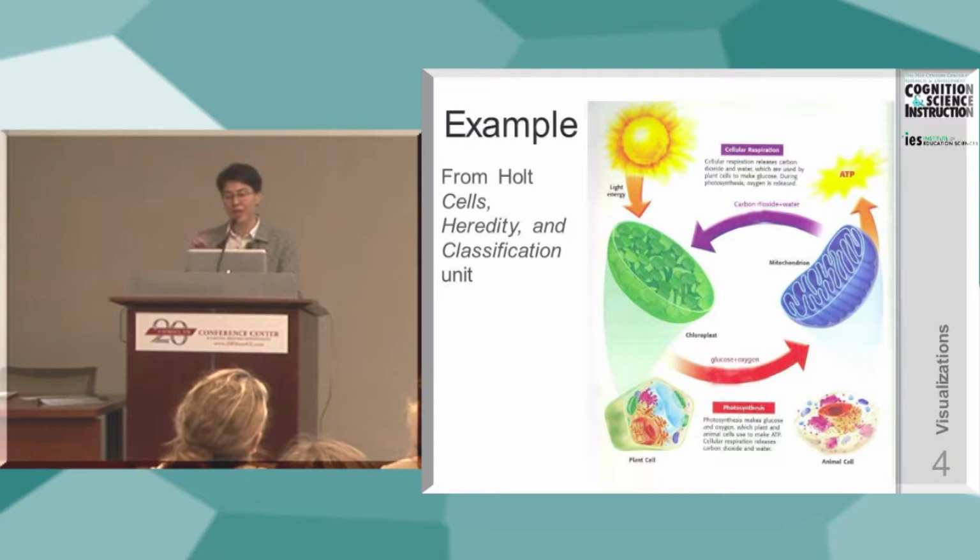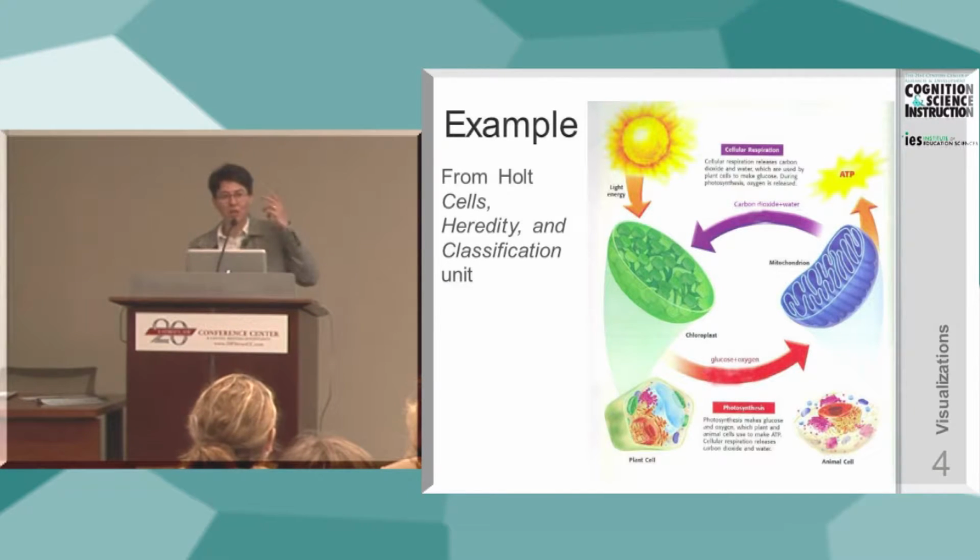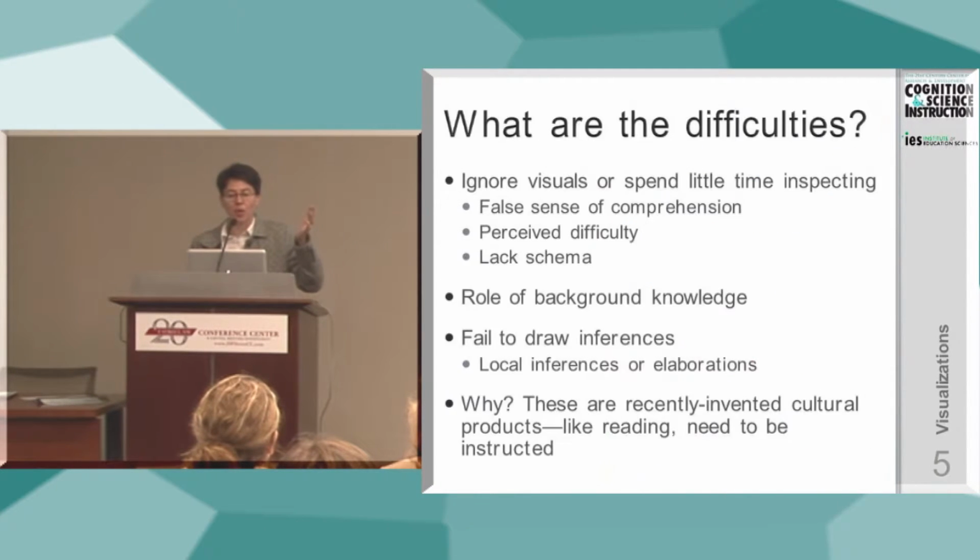And I'm going to show it again after I talk a little bit about some of the difficulties that we know from cognitive science research. But keep that in mind, because I think that might not be what you imagine when you think about a picture in a middle school science textbook. So what are the difficulties? And these are all grounded in the research.